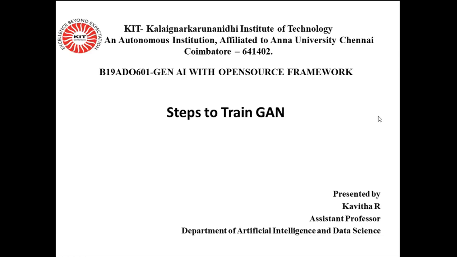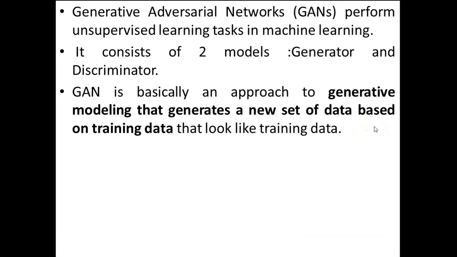In this video lecture, we are going to discuss the steps to train a GAN. Before going to the steps, let us see what a GAN is. A generative adversarial network performs unsupervised tasks in machine learning. It consists of two models, the generator and the discriminator.